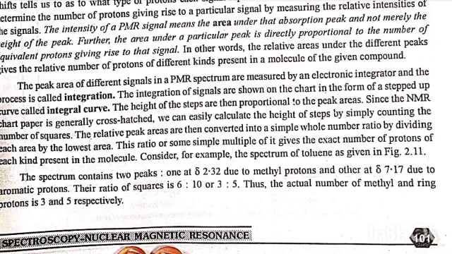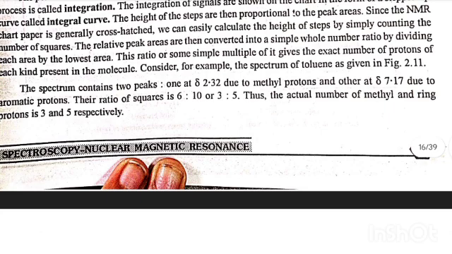The peak areas of different signals in a PMR spectrum are measured by an electronic integrator, and the process is called integration. The integrations of signals are shown on the chart in the form of a stepped-up curve called the integral curve. The heights of the steps are then proportional to the peak areas. Since the NMR chart paper is generally cross-hatched, we can easily calculate the height of steps by simply counting the number of squares.